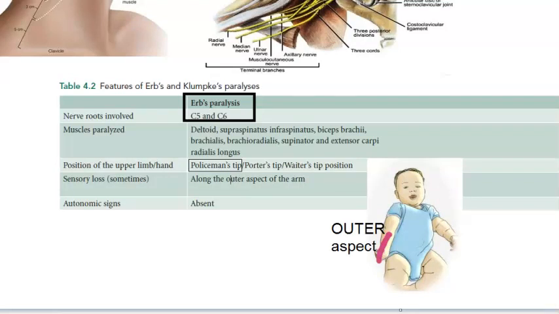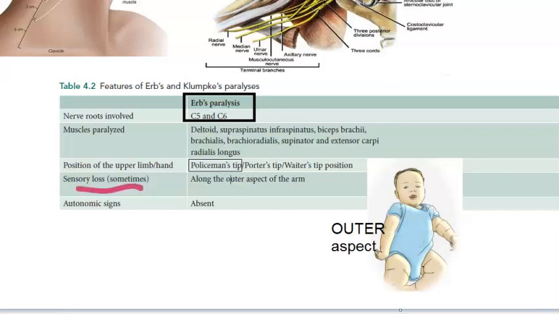So what is the position of the hand? It is the policeman's tip. You know, the policeman puts his hand back and tries to ask you for money. So that is it. Or a porter's tip or a waiter's tip position, where they take the money from the back, asking you for the money that way. So that is what they are calling it. It could be a little derogatory to say that it is used by a porter or a waiter.